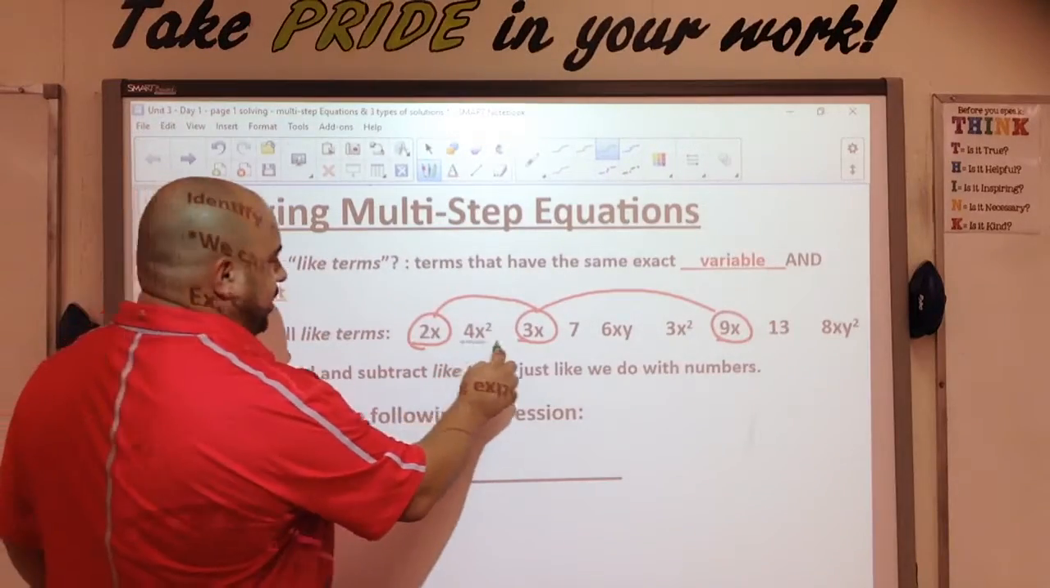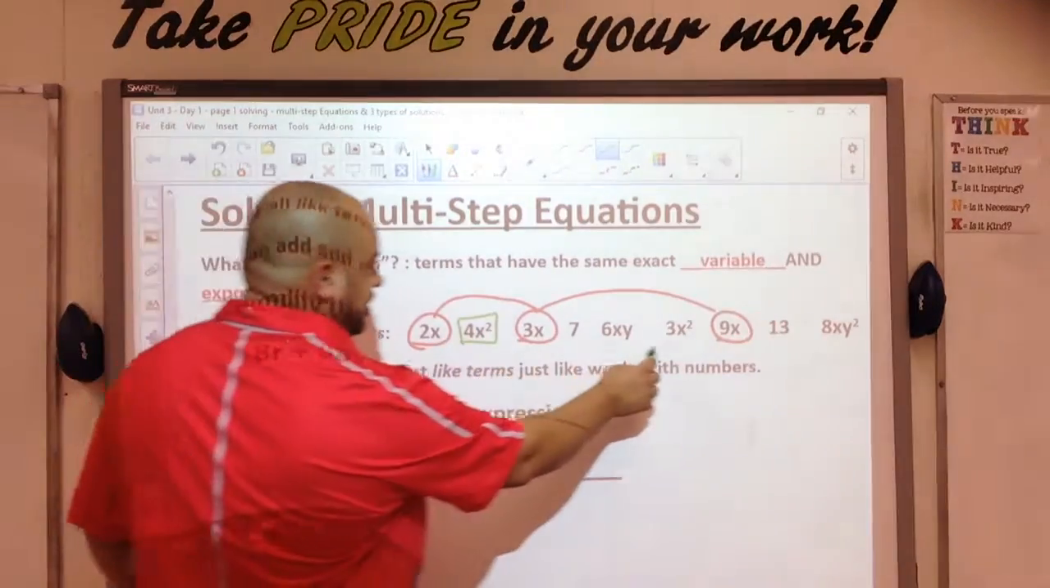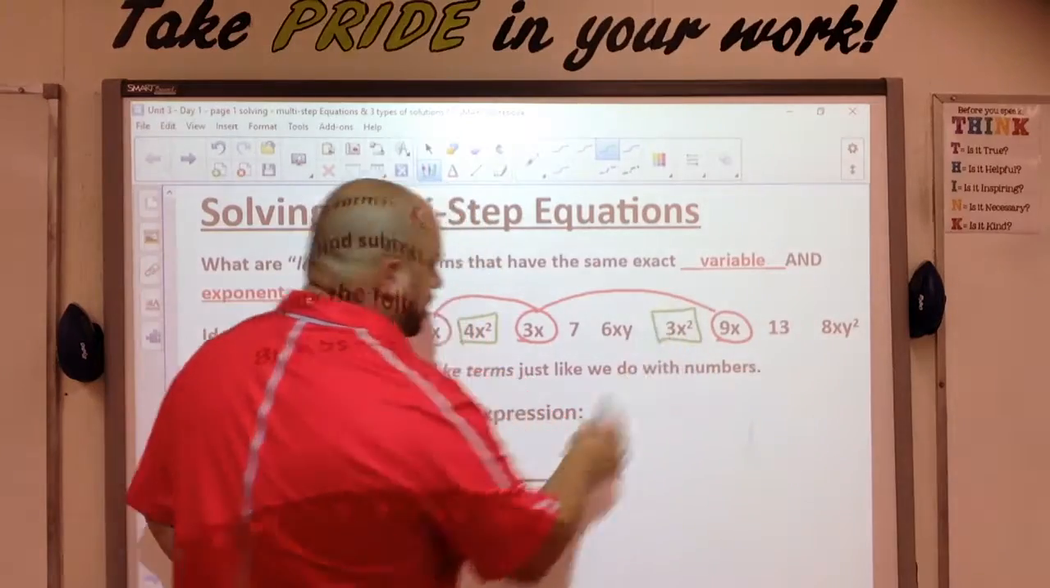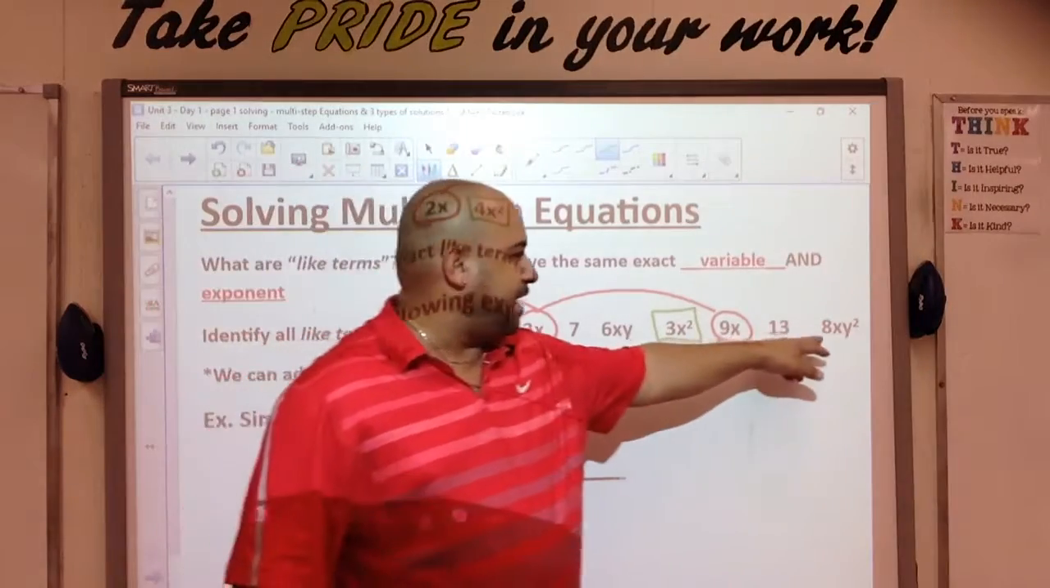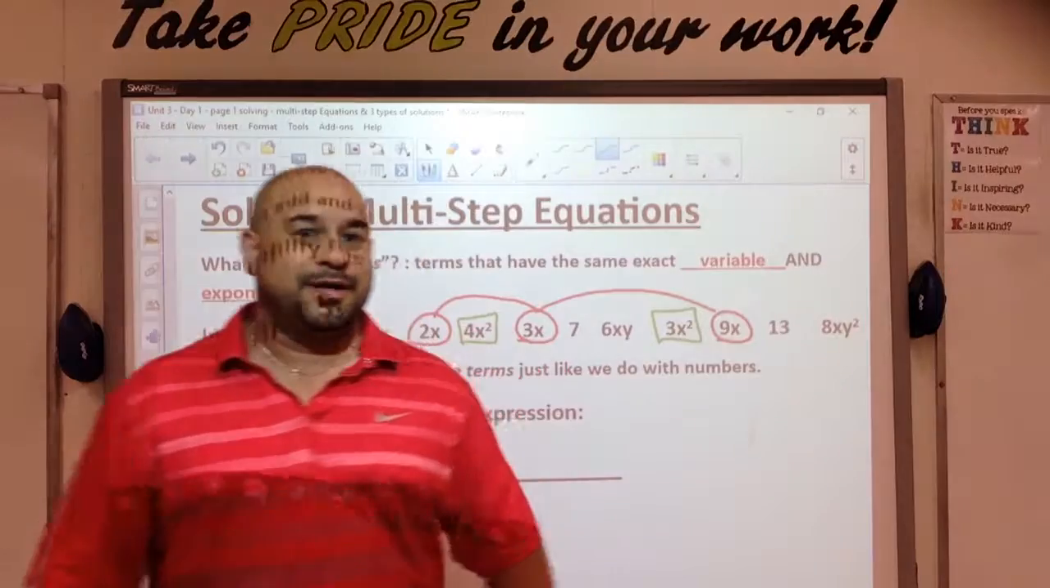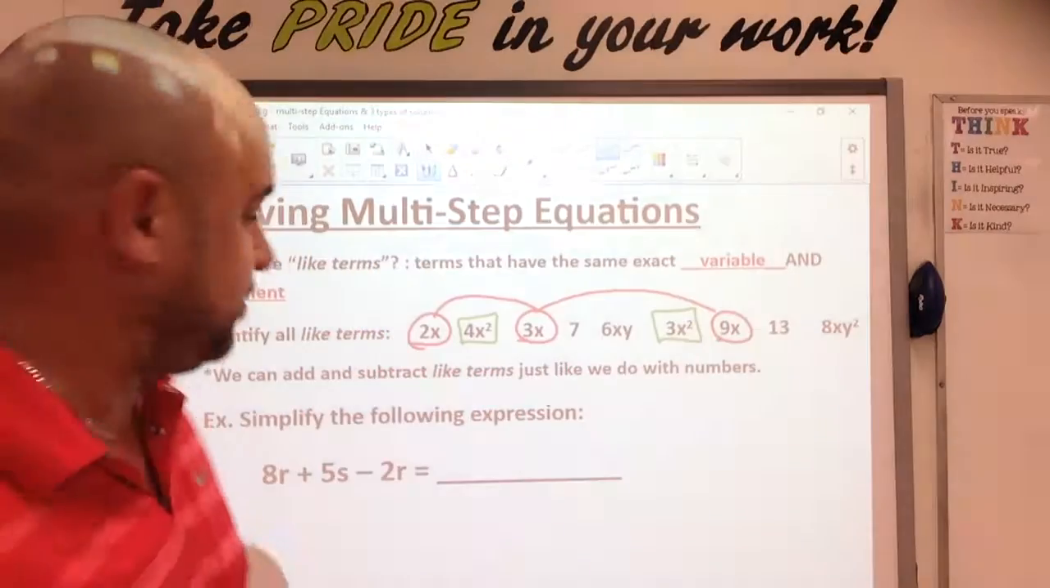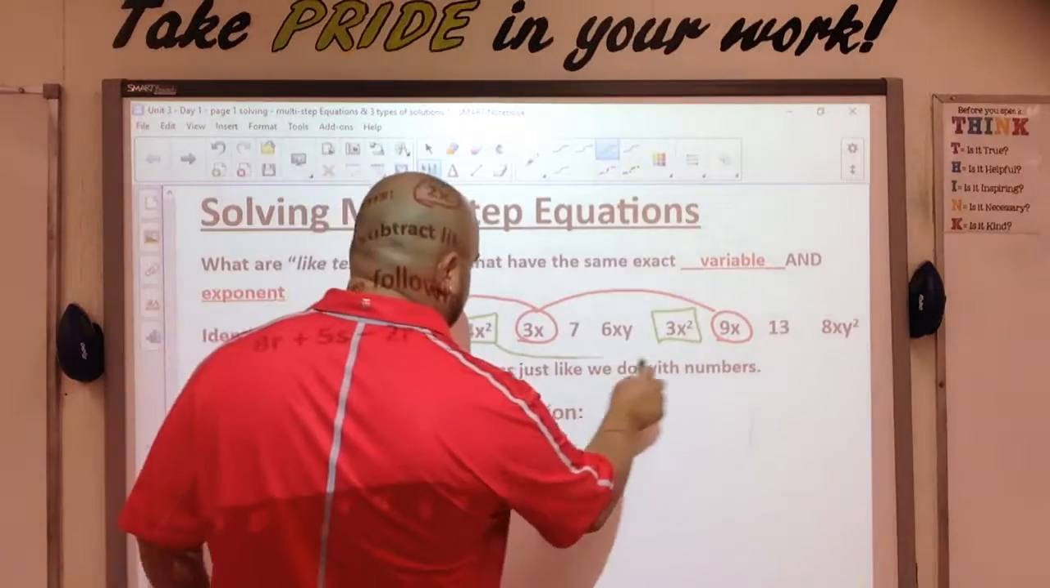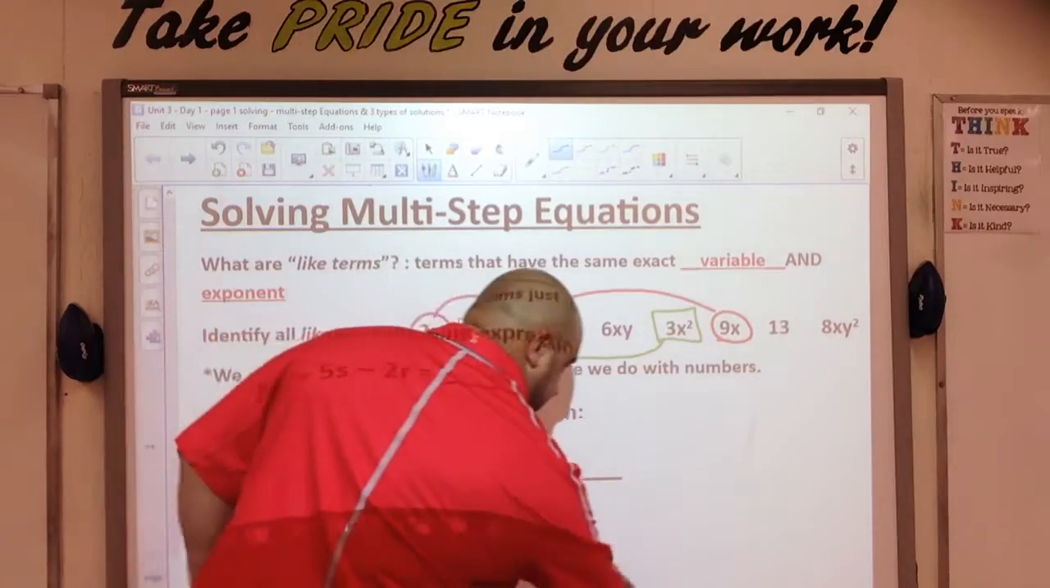So let's look at 4x squared. I see a 3x squared. Notice here you have 8xy squared. It has no like terms with it. So these two go together.